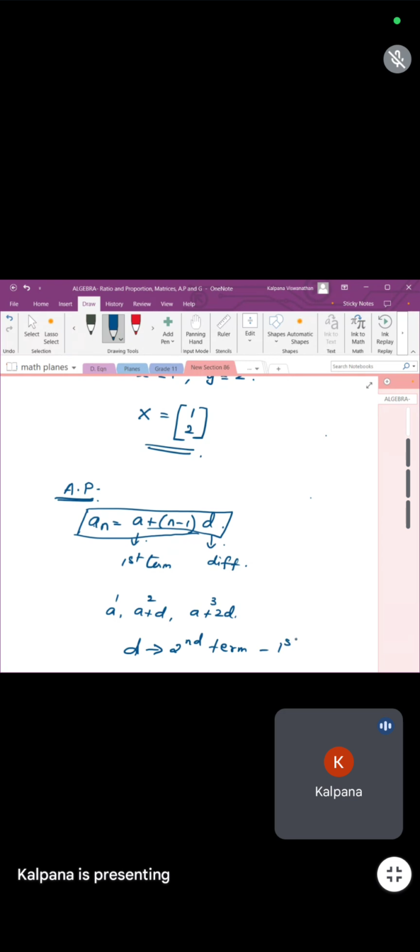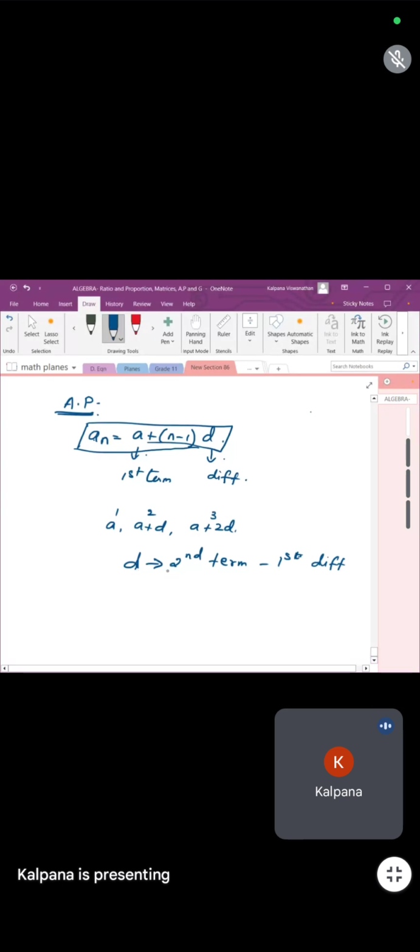Sometimes in your question, they will give you the series and ask you to prove that it is in arithmetic progression. If we have to prove arithmetic progression, the only idea is to prove that their common differences are equal. Okay.